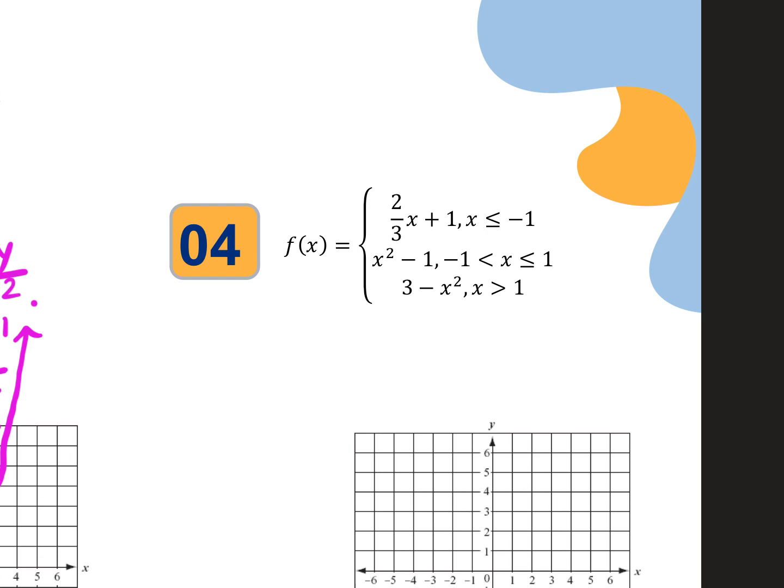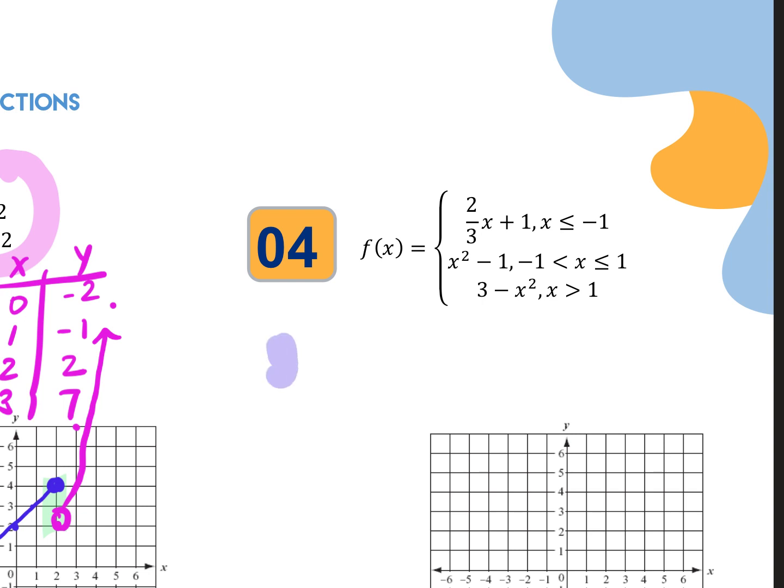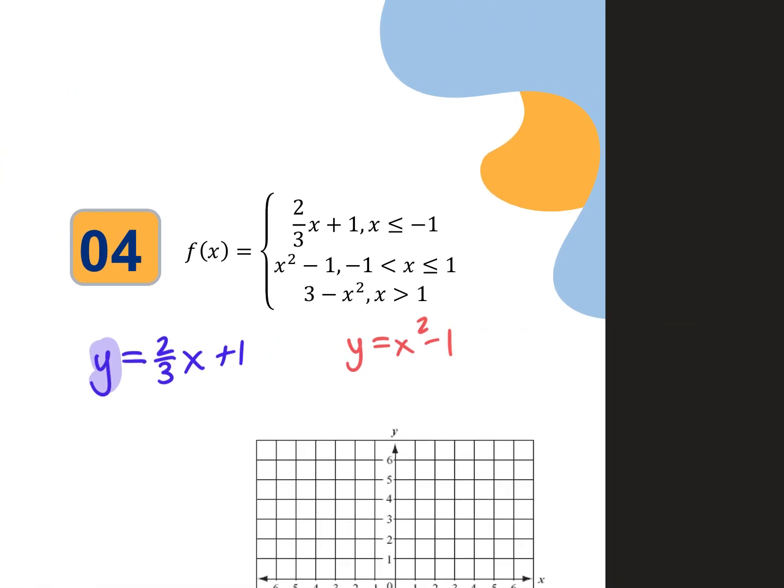Perfect. All right, so I'm going to pick 3 colors. Y equals 2 over 3x plus 1. And then I have y equals x squared minus 1. And then I'm going to have y equals negative x squared plus 3. Am I allowed to rewrite it like that? Yes. Do you have to? No. I'm just going to do that because I like the way that it looks.